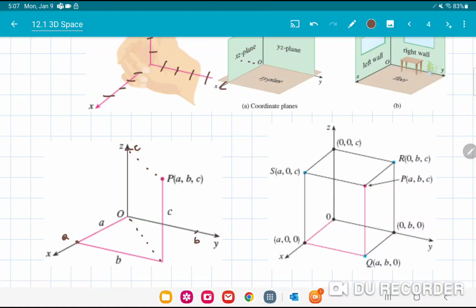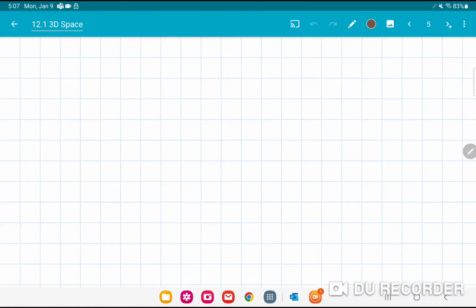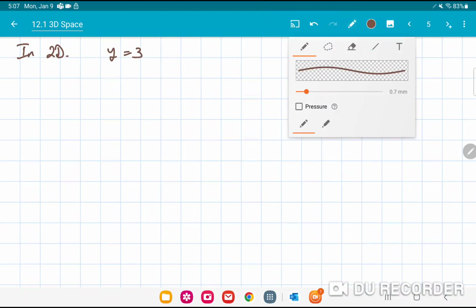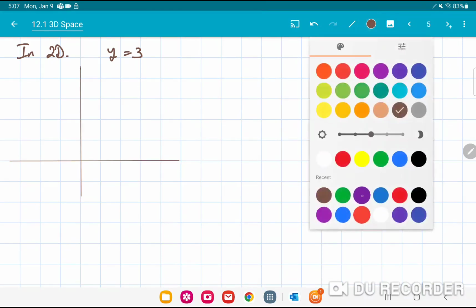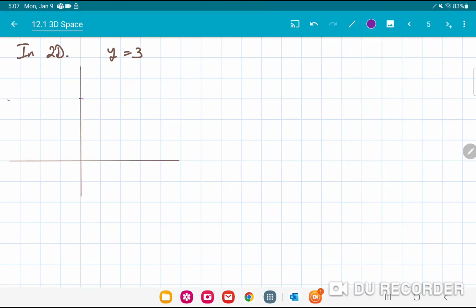Now, let me go back to a two-dimensional space and do something that you're familiar with. So in 2D, let's see if we can draw the graph of y equals 3, the constant function y equals 3. Well, here's your y-axis, here's your x-axis. So y equals 3 is the line that goes through the point 3. It's this line. This line is the line y equals 3.